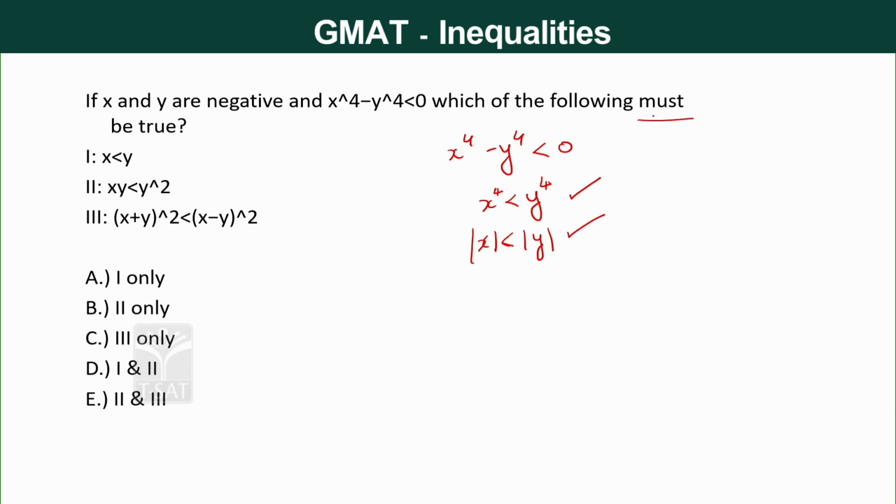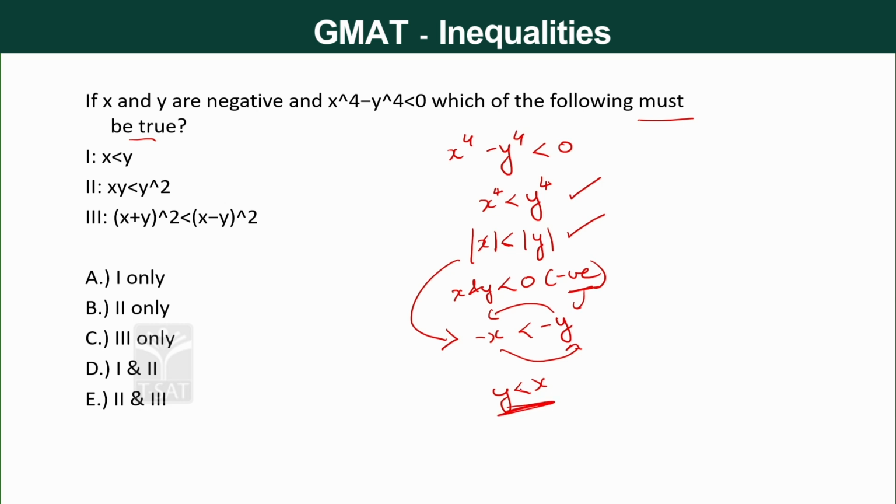They are asking us which of the following must be true, and they also told us x and y are both less than 0, that is they are both negative. So, when you apply that to modulus, mod x is nothing but minus x and mod y is nothing but minus y, because it is negative, we are converting it into a positive value. Now, taking x this side and y this side, we will get y is less than x. So, first option is out, you can clearly see that y is less than x is not less than y.